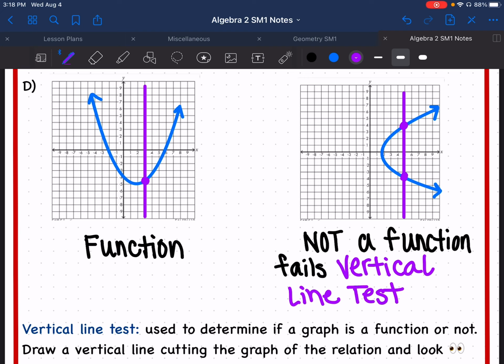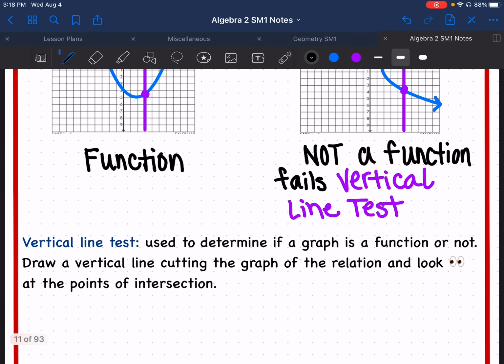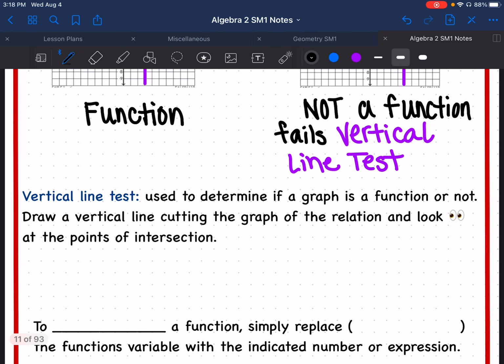test. To pass the vertical line test, you can only touch the graph once. If you touch it more than once, it only takes two, then you failed the vertical line test and you are not a function. So there's the definition of the vertical line test for you.